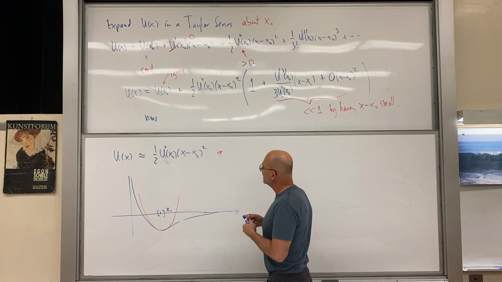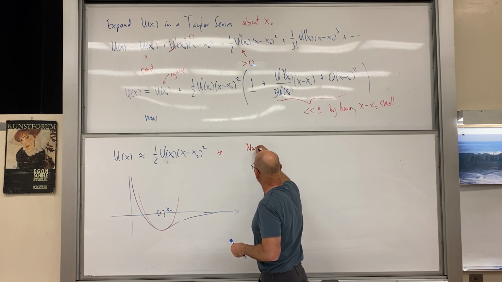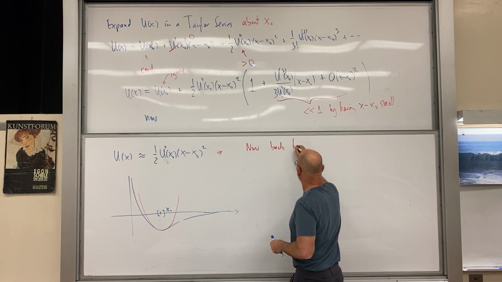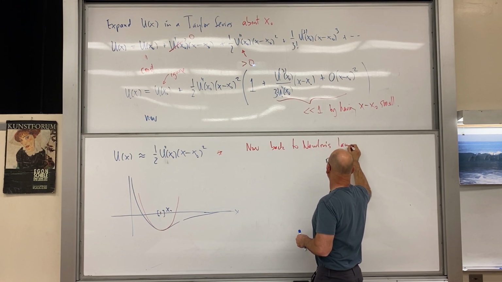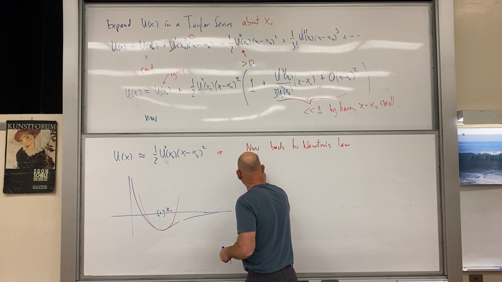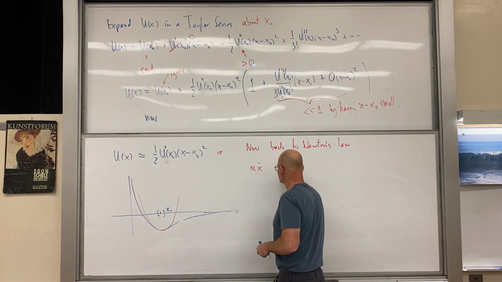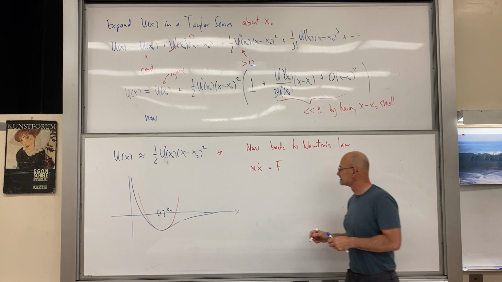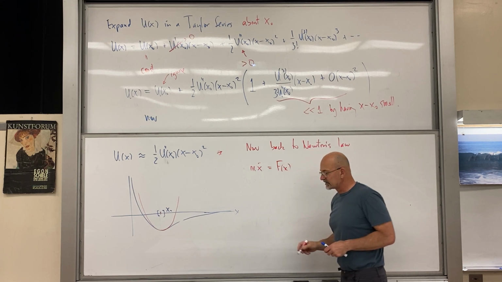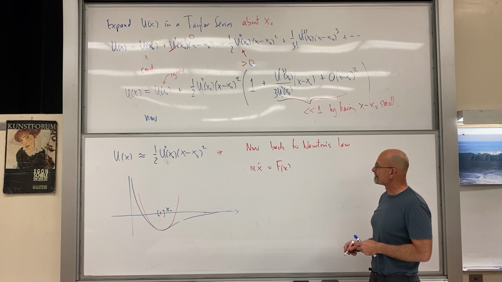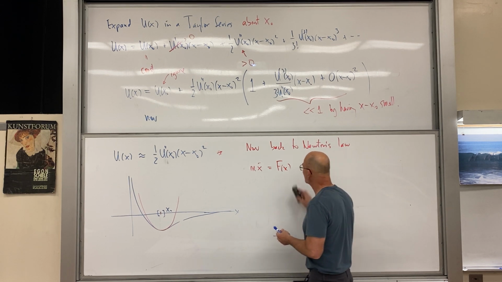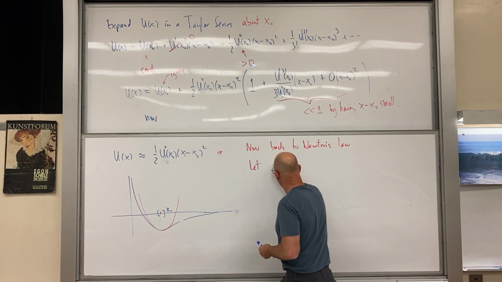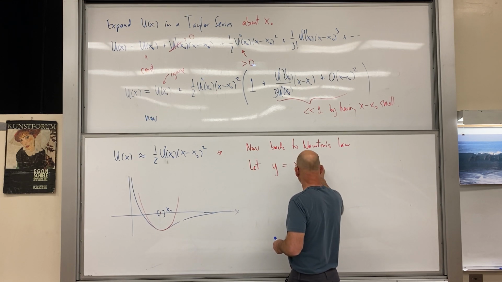So let's go ahead and take this thing, now, back to Newton's law. So we have this, m times x second derivative is equal to F of x. Actually, I'm going to do this differently. Let's let y equal x minus x0. Okay.